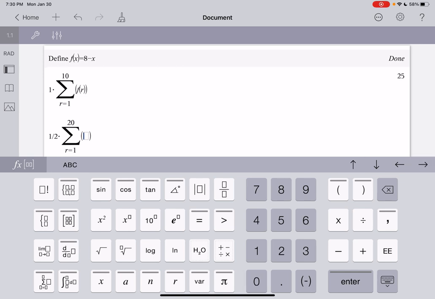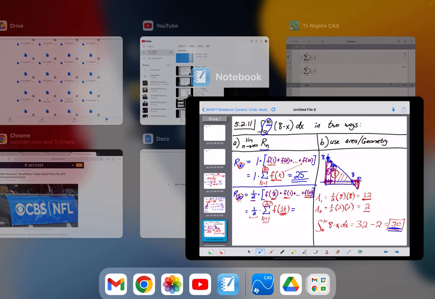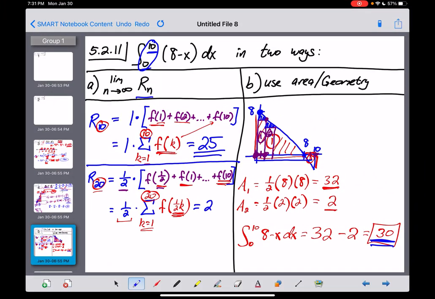And now for the function itself, we said f of, in parentheses, that was a 1/2 multiplied by, you guys had k, I'm going to put an r right there. And there we get 55 over 2, which is what, 27.5. So how do I feel about that answer here, guys?